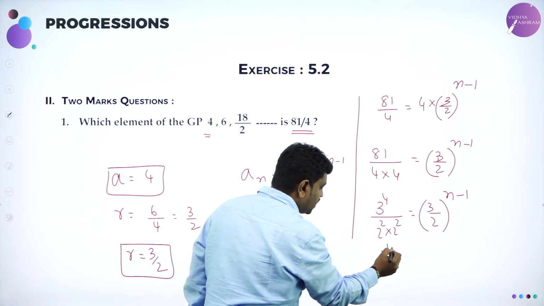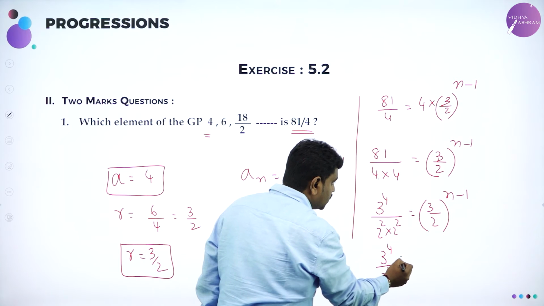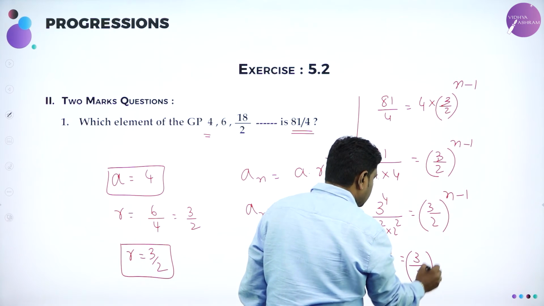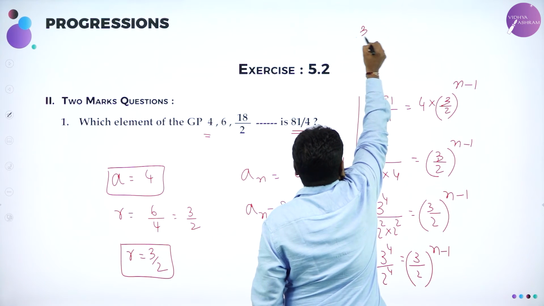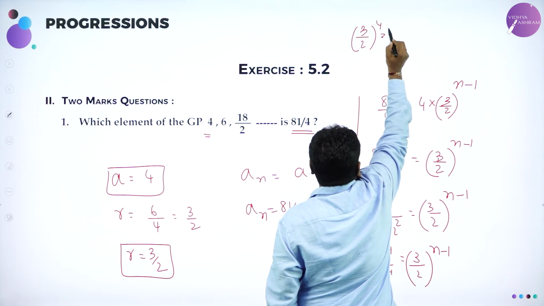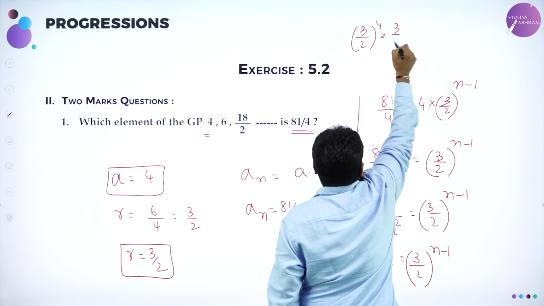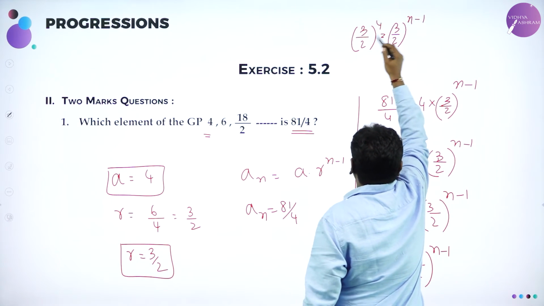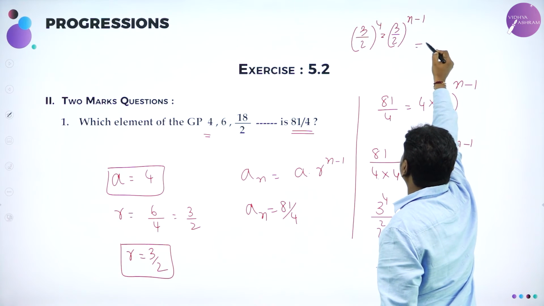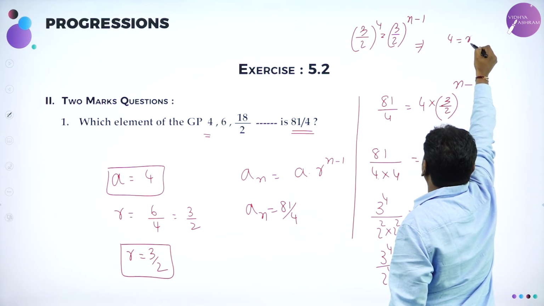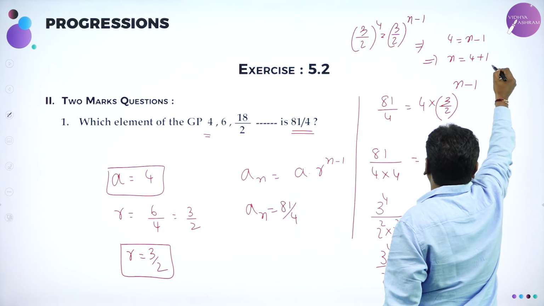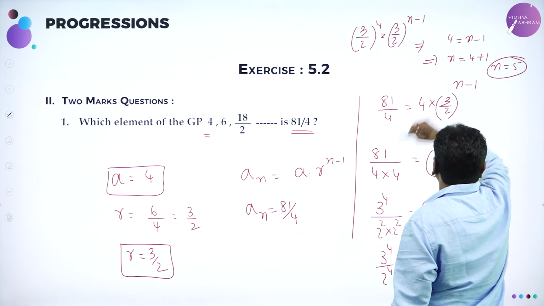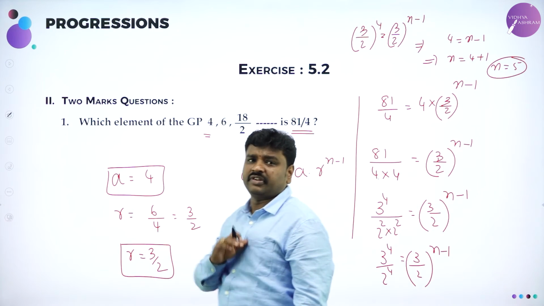Can I write it as 3 power 4 by 2 power 4 is equal to (3 by 2) power n minus 1? So further, this whole thing, can I write this as (3 by 2) power 4 is equal to (3 by 2) power n minus 1? Now bases are same. If bases are same, equate the powers. So 4 is equal to n minus 1, or n is equal to 4 plus 1. So n is 5.